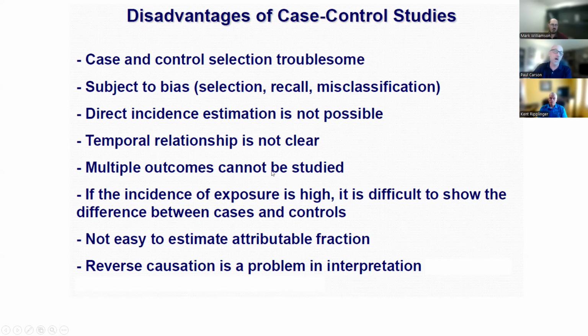Temporal relationship is not always clear. Multiple outcomes can't be studied. If the incidence of exposure is high, it's difficult to show the difference between the cases and controls. It's not easy to estimate the attributable fraction, and reverse causation can be a problem. Which is causing which.